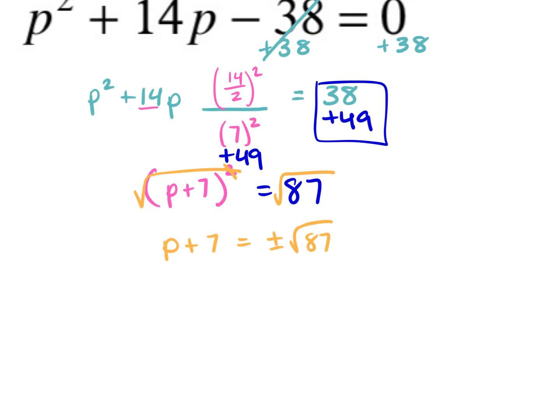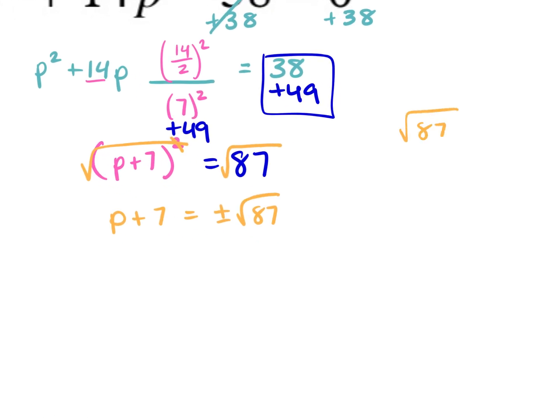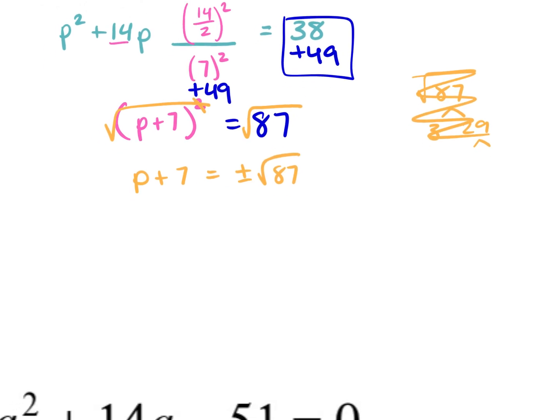Let's double check to make sure we can't simplify the square root of 87. What are 2 factors of 87? 3 and 29. Do we have 2 factors of 29? No, so it doesn't simplify. What should we do next? Subtract 7. Can I combine 7 and the square root of 87? No. So we have p equals negative 7 plus or minus the square root of 87.